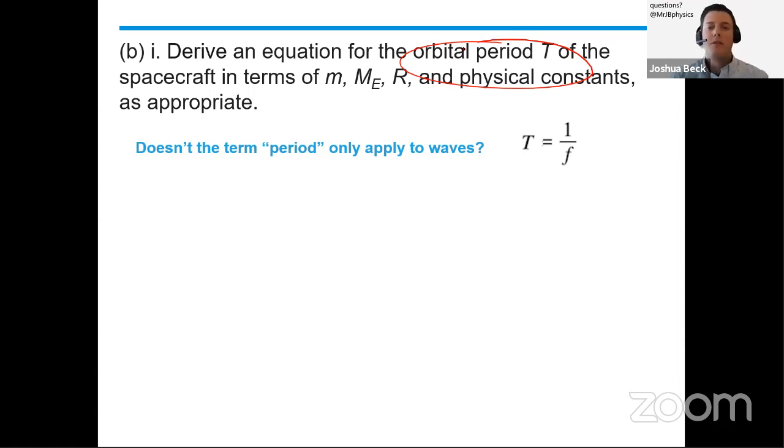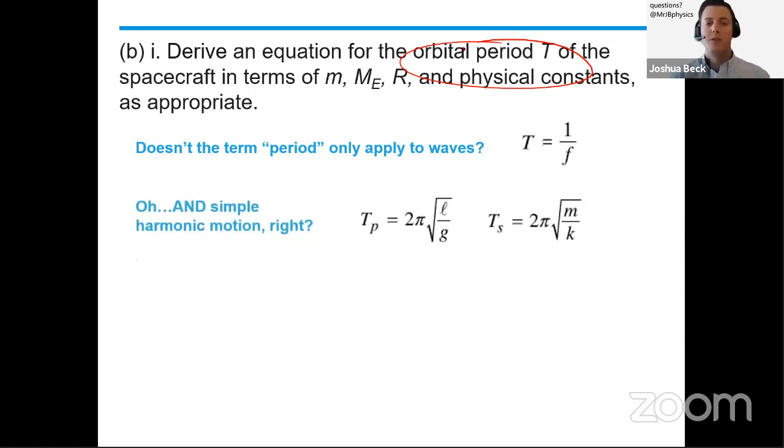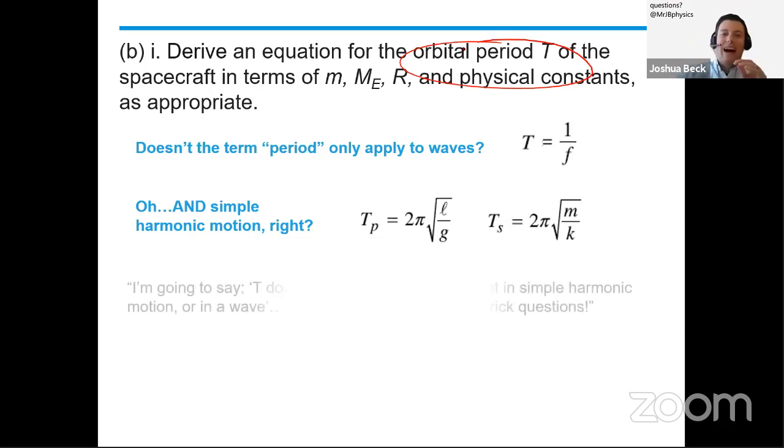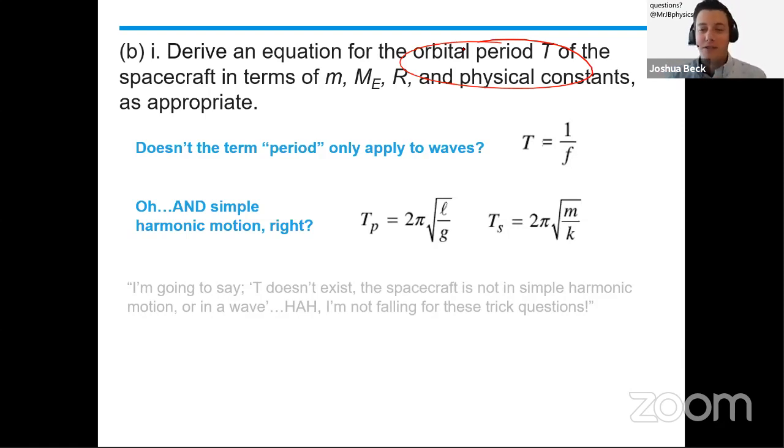They say, well, doesn't the term period only apply to waves? You go, oh, well, no, it does show up one other place: simple harmonic motion, right? So we've got these two equations for the period of a simple pendulum and of a mass-spring oscillator. And then you go, aha, I'm real clever, I got this. I'm going to say that T doesn't exist because the spacecraft's not in simple harmonic motion or in a wave. Ha! See, I'm not going to fall for these trick questions.